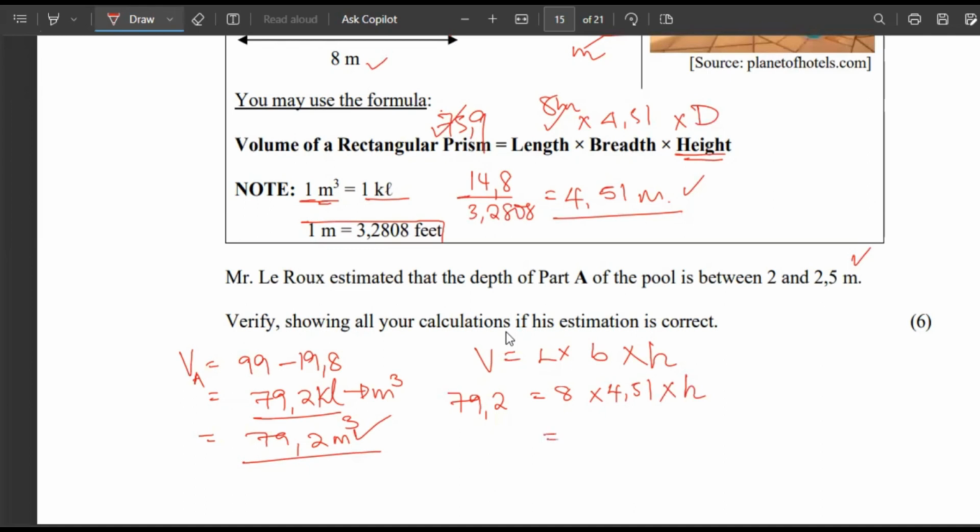So multiply these two. What answer do you end up having? When you multiply those two, you have 36.08 times H, which equals 79.2. Divide by 36.08. So divide through. So our H, which is the depth, since the swimming pool can't have a height because it goes deeper, the height is 2.2 meters.